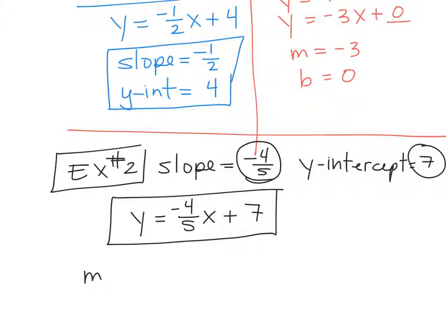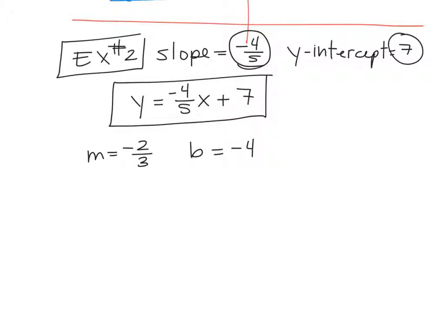What if my slope was negative 2/3 and my y-intercept was negative 4? What would my equation be? Wait. Let me rephrase that. What's your m? Negative 2/3, right? So y equals m times x plus b. What's that going to be? Plus negative 4. Okay, so it's plus a negative 4.